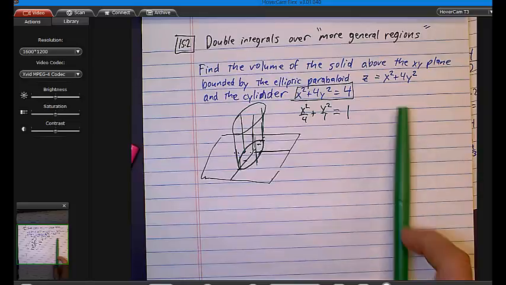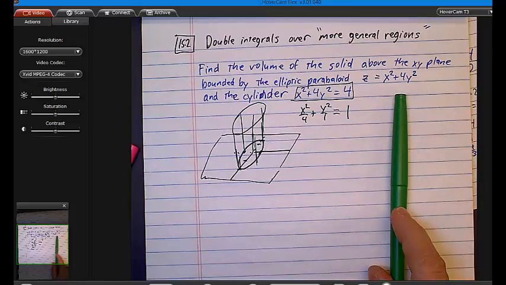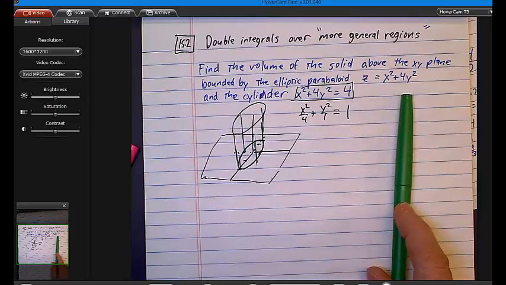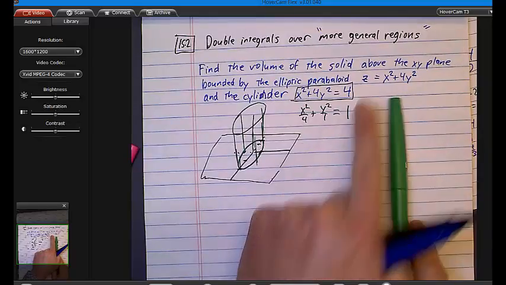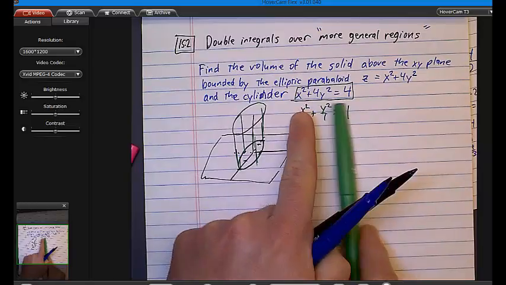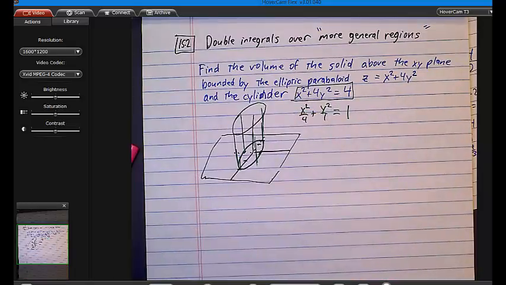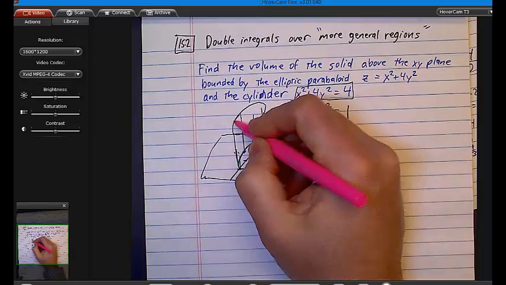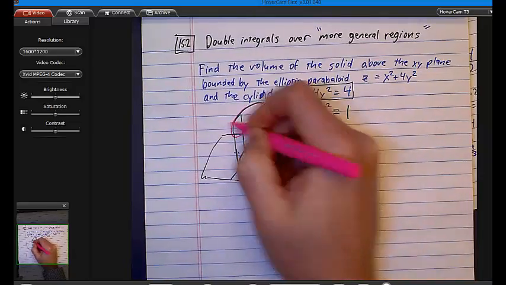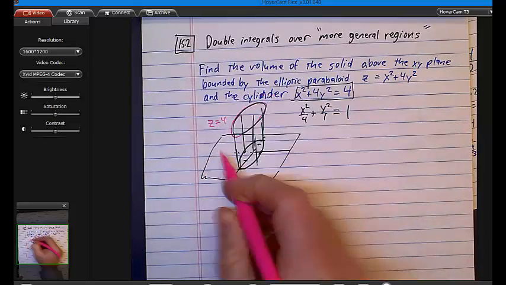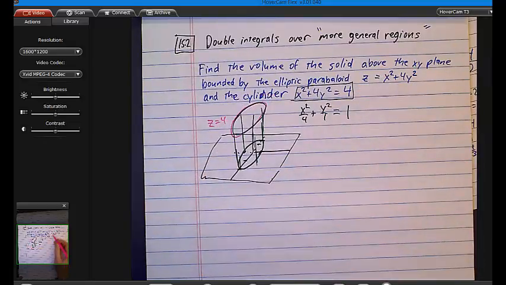This may be more challenging. X squared plus 4y squared. Well, wait a minute. If z equals 4, then I have exactly that equation: x squared plus 4y squared equals 4. So if I'm telling you that this ellipse I drew up here is actually at a height z equals 4, somehow that's the intersection of the two surfaces. Does that make sense to you guys?